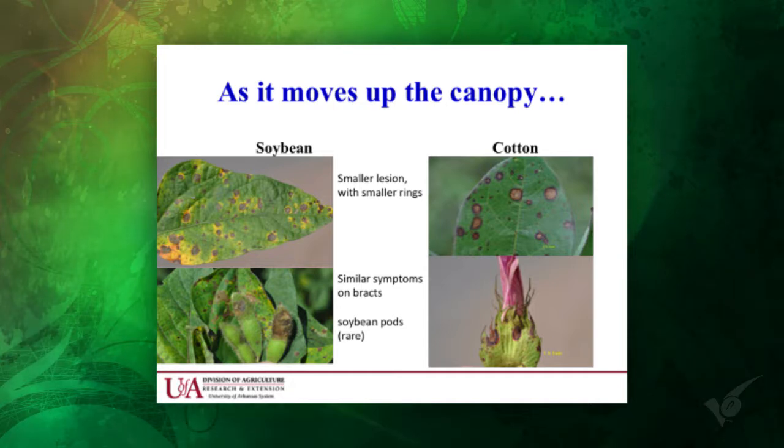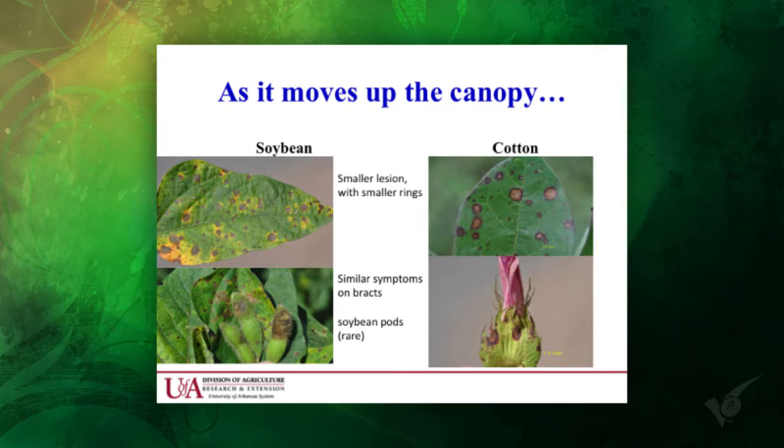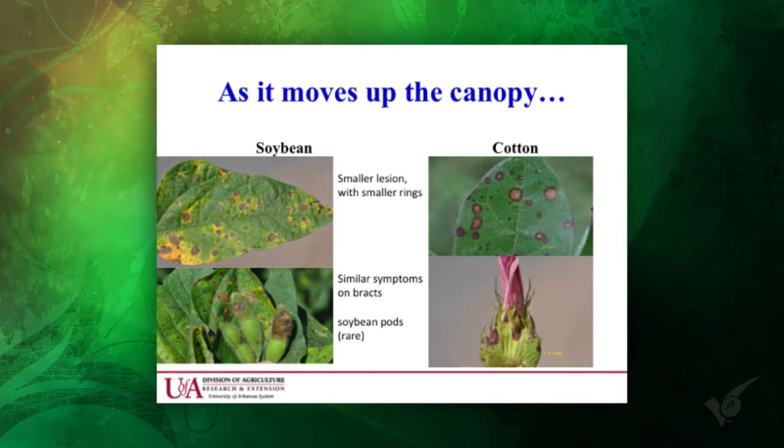For soybeans, those spots become smaller. You don't see as large of a concentric ring, and you do not have that yellow halo all the time. And the yellow halo that you see there, that is often variety specific. Sometimes you'll see it, and sometimes you won't. So keep that in mind.